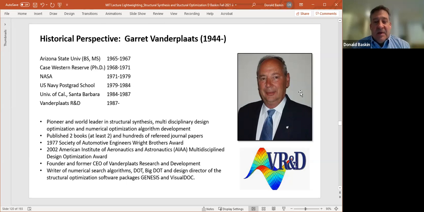Vanderplaats R&D specializes in software that finds numerical optimization optima, and then combines that with finite element codes to complete what's called structural optimization, which we'll talk about in the next lecture. He is really a pioneer and a world leader in structural synthesis and multidisciplinary optimization, numerical optimization development. And the name of his structural optimization software is called Genesis. I've used it many times. It's very interesting how you can really come to solutions that are unintuitive.